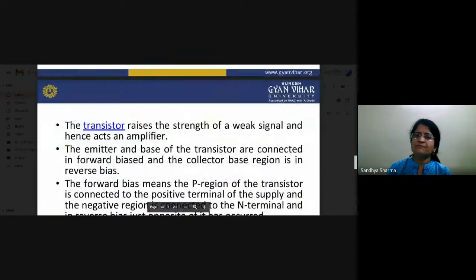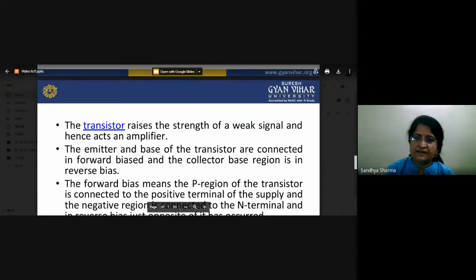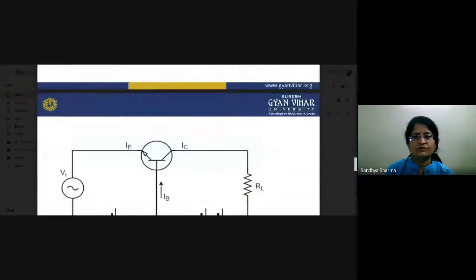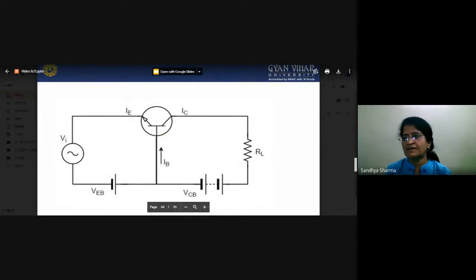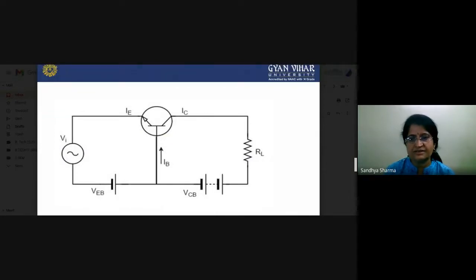That is the criteria. Now you have to apply a very weak signal at the input circuit, and after amplification it is received at the output. So this is the circuit diagram. This is the simple input signal that you apply, and after amplification we receive this signal at the load resistance R. I think it is now clear what type of functioning is happening here.